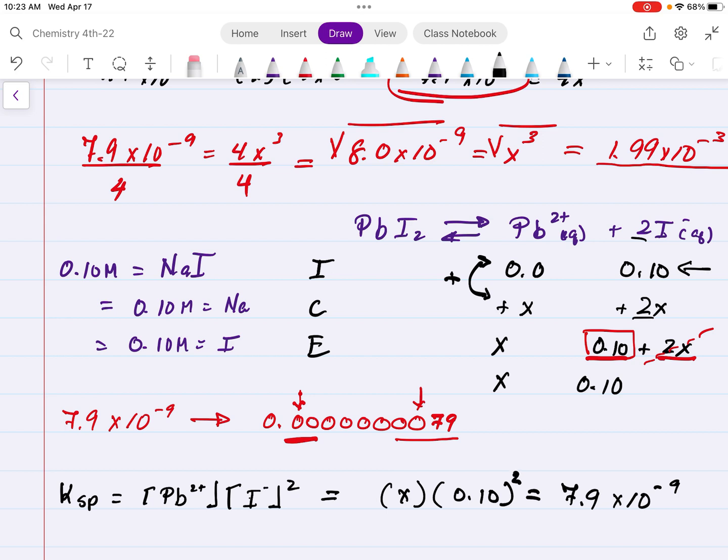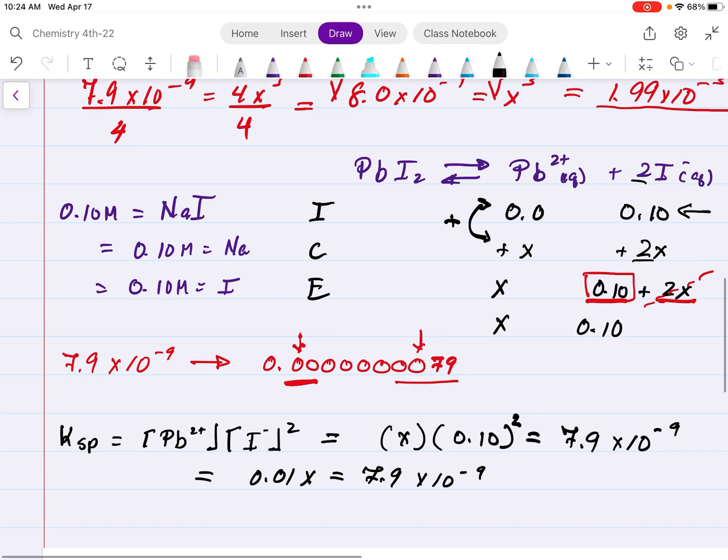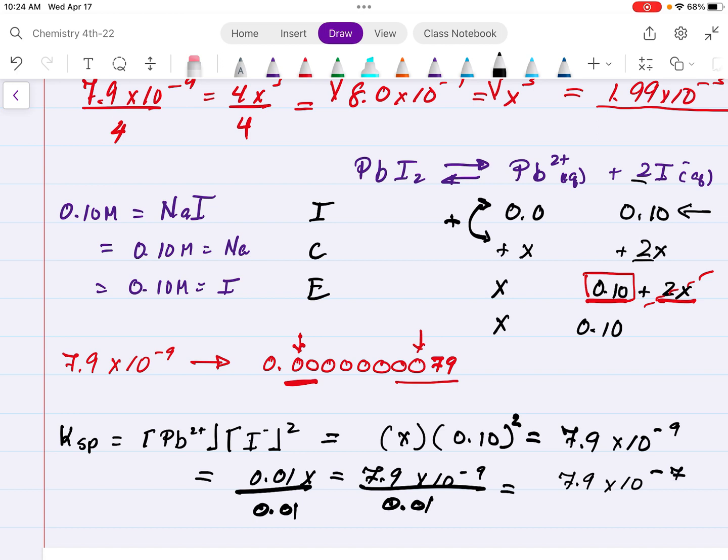From here, then we just have to do the algebra, right? So if I take 0.10, sorry, and I square that, here's where I end up: 0.01 x is equal to 7.9 times 10 to the negative 9, okay? Then from here, all I have to do is divide. I end up at 7.9 times 10 to the negative 7.